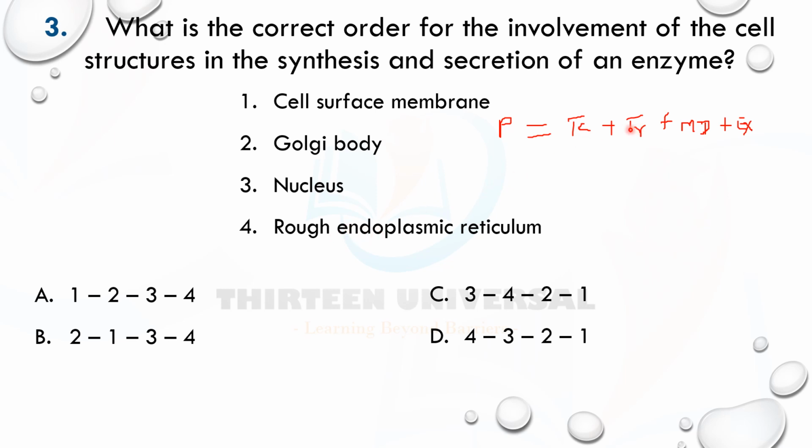For what to happen? For translation. Translation occurs on rough endoplasmic reticulum, the ribosome attached to it. So after translation has occurred, where does it go next? To the Golgi for modification. The Golgi folds the protein, forms the tertiary structure of it, and then it goes to the cell surface membrane, where it is moved out of the cell. So the answer is C.